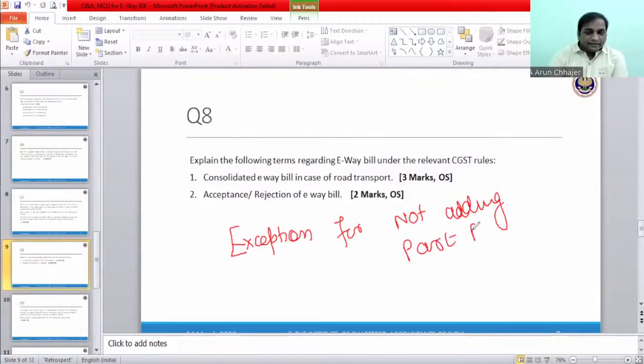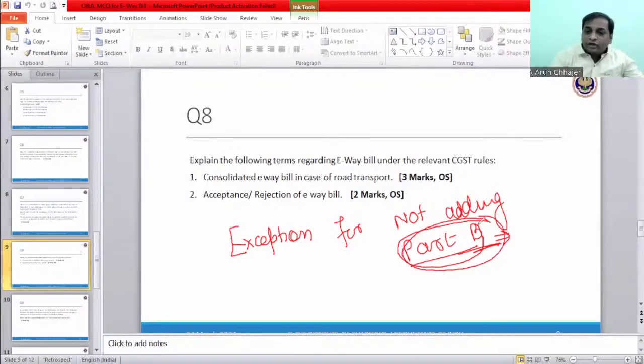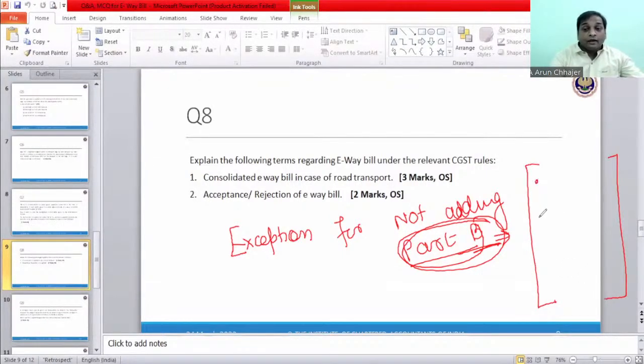Please tell me, what are the exceptions wherein I am not required to add the Part B, or I can be relaxed from adding the Part B detail? What are the relaxations wherein I am not required to update or add the Part B detail mandatorily? Please tell me what are the exceptions wherein Part B details are not mandatorily to be added.